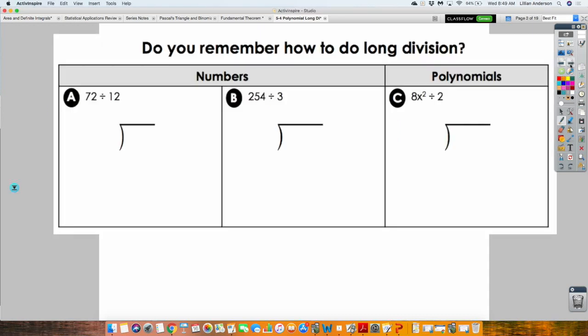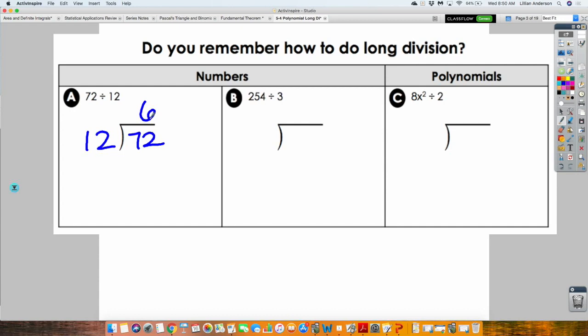Do you remember how to do basic long division? If I have 72 divided by 12, what went under the division symbol? The 72 went underneath the division symbol, and what went on the outside? 12. And then you had to ask yourself, does 12 go into 7? No. Does 12 go into 72? Yes, it does. How many times? 6. So then you put a 6 on top.